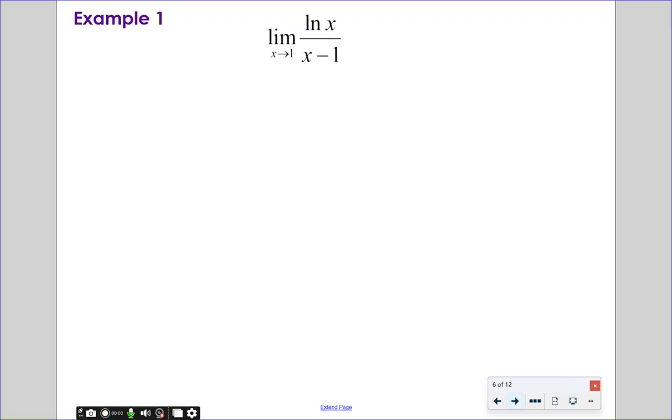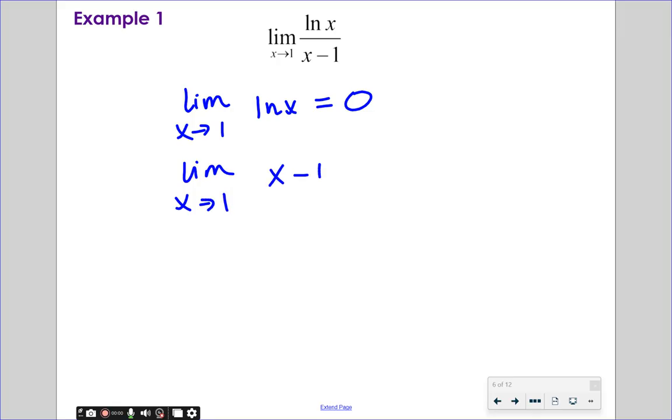Okay, so we can use L'Hopital's rule. If you can think of another strategy that might be faster, let me know. Yeah, I don't know what to do with this one. So this is one where I would definitely want to use L'Hopital's rule. So let's go ahead and state what we need to state first. Limit as x approaches 1 of log of x equals 0. Limit as x approaches 1 of x minus 1 equals 0.